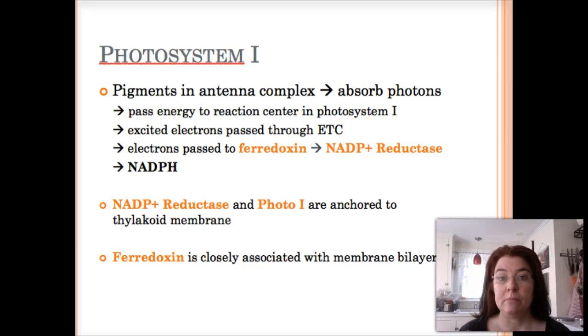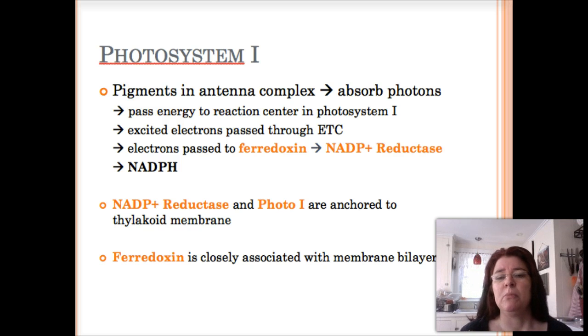In photosystem 1, pigments in the antenna complex are going to absorb photons just as we saw the pigment molecules do in photosystem 2. The energy from the sun is going to strike the antenna complex chlorophyll molecules, which will excite electrons, and then as the electrons drop back down to ground state, the energy will be passed from chlorophyll to chlorophyll to chlorophyll until it reaches the reaction center. Now, once it hits the reaction center, the electron in the reaction center will get excited, and this electron will be passed to a different molecule.